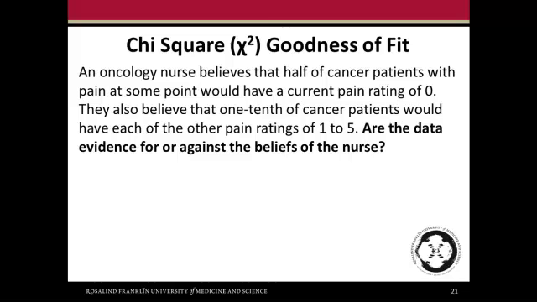When we think about where our expected values are going to come from, an oncology nurse believes that half of the cancer patients with pain at some point would have a current pain rating of 0, and the nurse also believed that 1/10 of the cancer patients would have each of the other pain ratings from 1 to 5. So we can ask, are the data evidence for or against the beliefs of the nurse? This is the model: 50% of them would have no pain, and 10% of the individuals would be in each of the other pain categories. That's where we get our expected values from. Notice that this is different from the chi-square test of independence in terms of where the expected values come from. Here they're coming from a model.